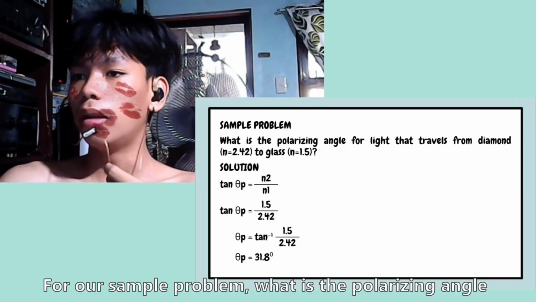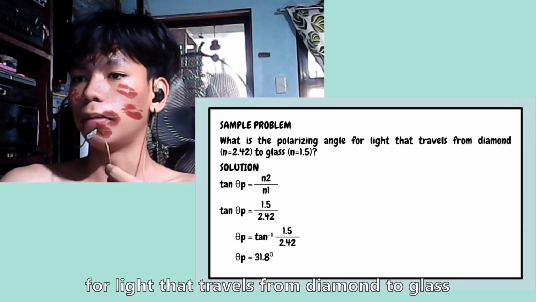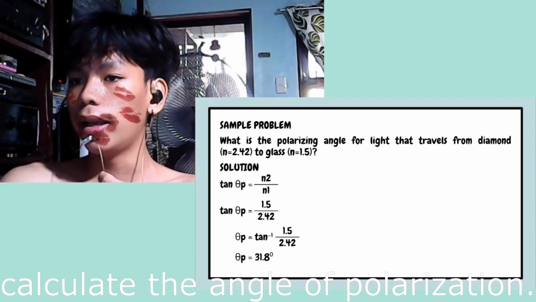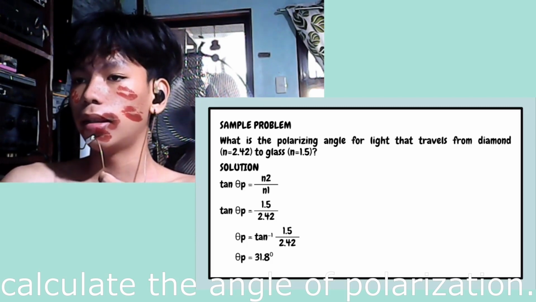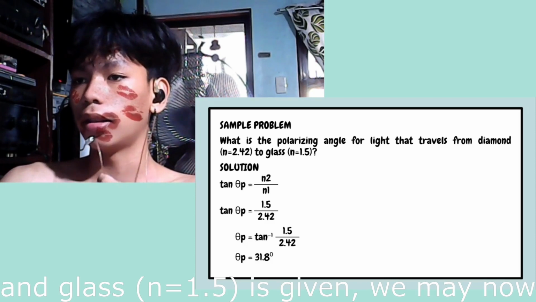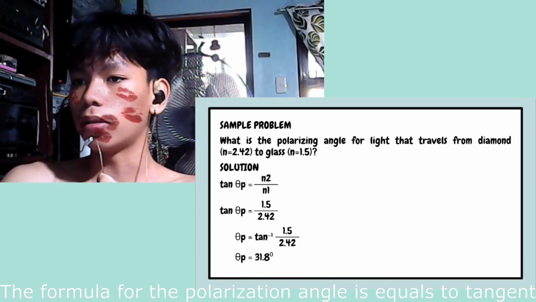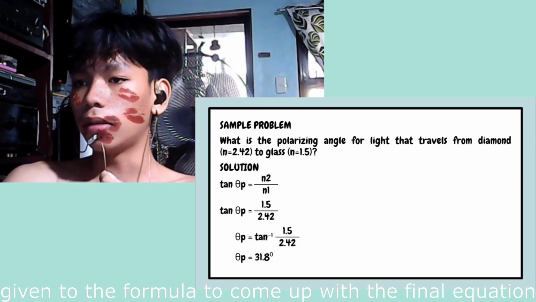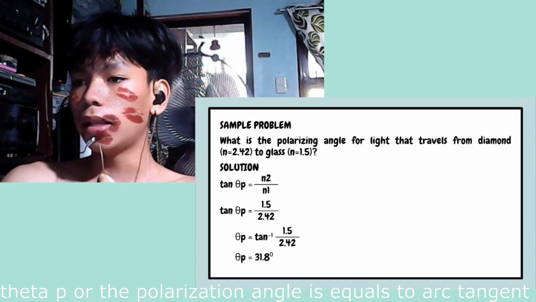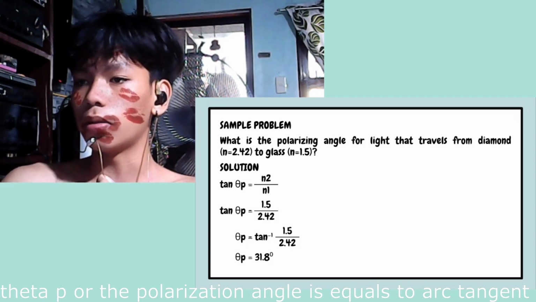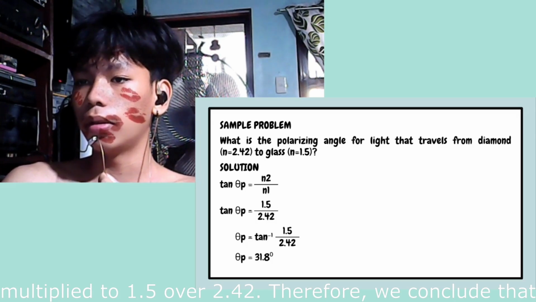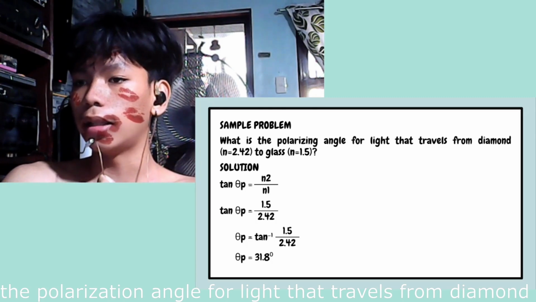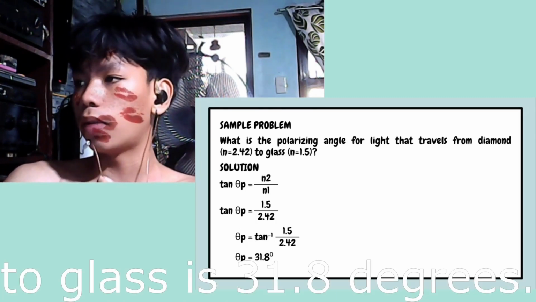For our sample problem, what is the polarizing angle for light that travels from diamond to glass? Since the refractive index for diamond, n equals 2.42, and for glass, n equals 1.5, is given, we may now calculate the angle of polarization. The formula for the polarization angle is tangent theta p equals n2 over n1. We will just substitute the given values into the formula. Theta p, or the polarization angle, is equal to arctangent of 1.5 over 2.42. Therefore, we can conclude that the polarization angle for light that travels from diamond to glass is 31.8 degrees.